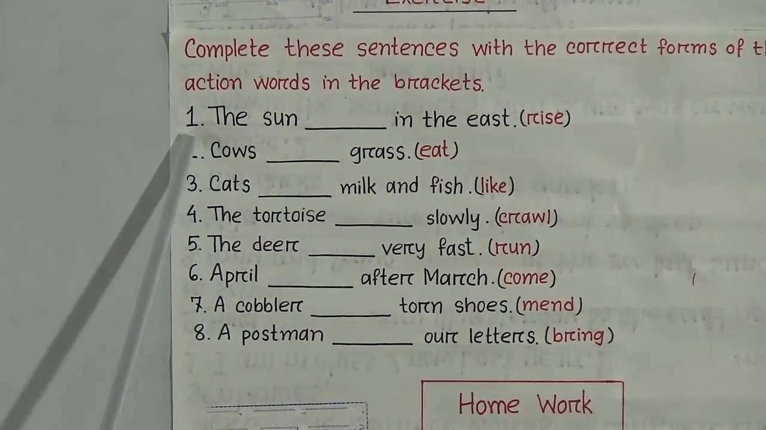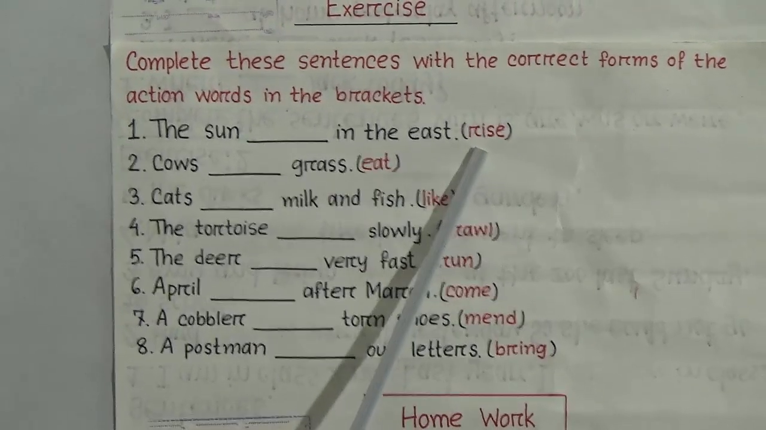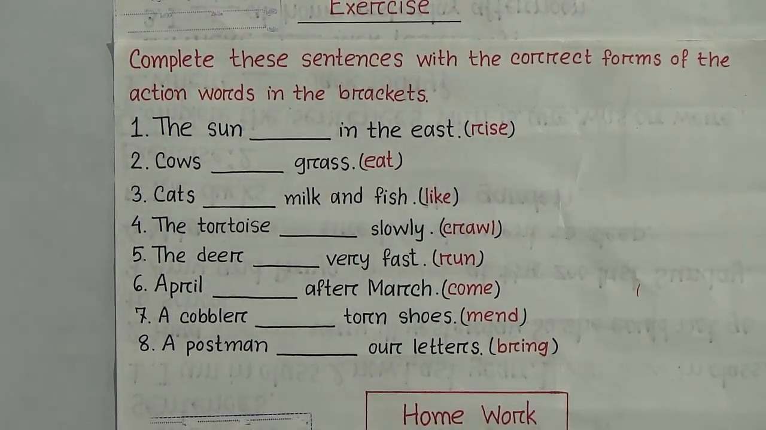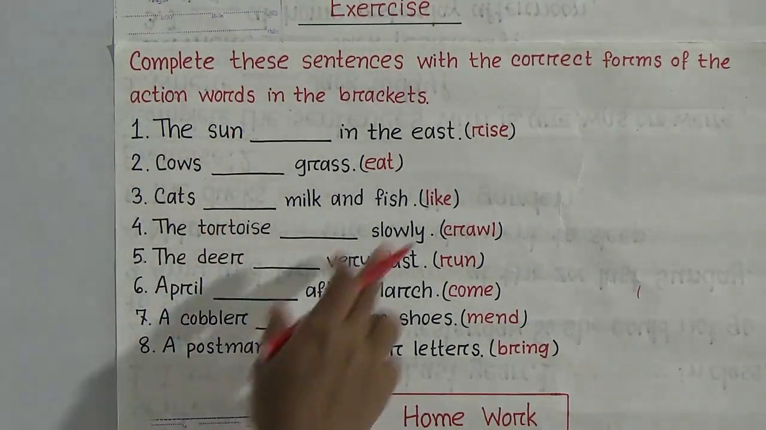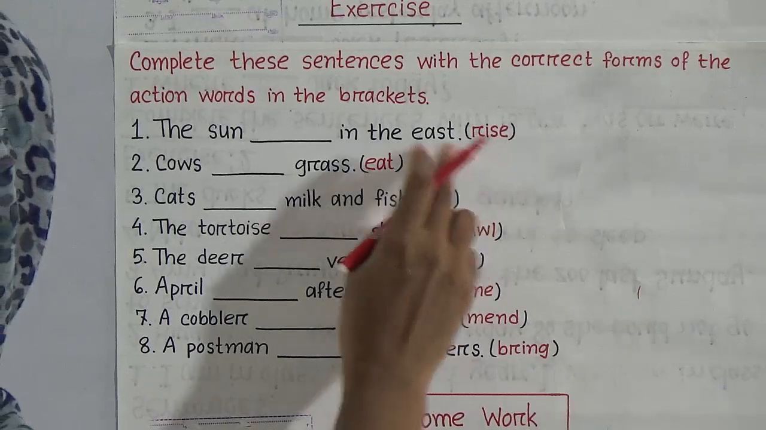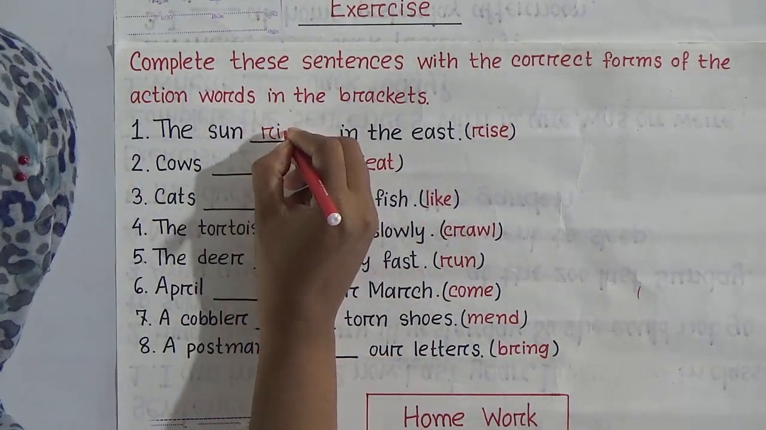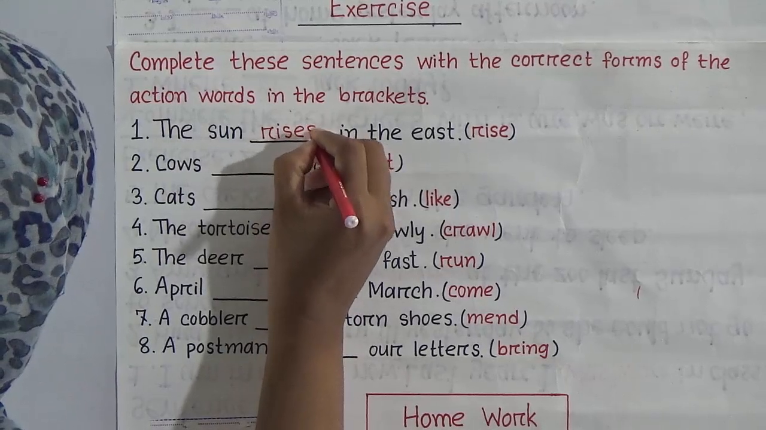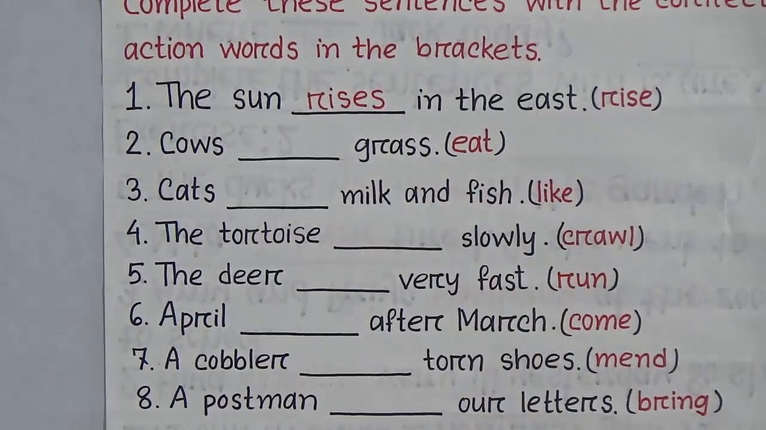Now come to number 1. The sun dash in the east. The given word is rise. So here the sun is singular. So you have to add s at the end of the word. So the word will be rises, R-I-S-E-S. The sun rises in the east.